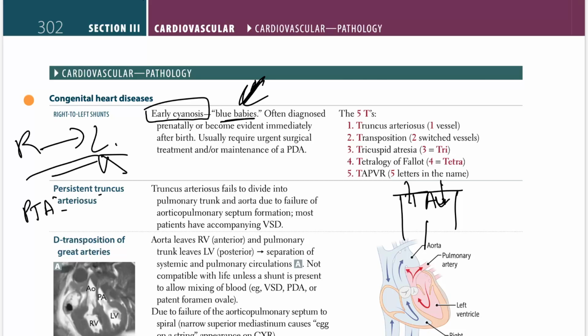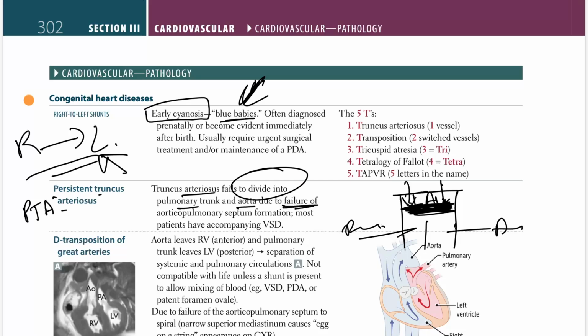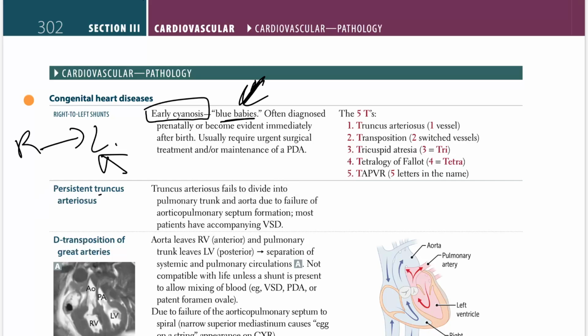So aorta fluid is coming here, the blood, and from the veins the fluid is coming here. It's just mixing all together. Okay, this is, let's say, aorta, and this is, let's say, pulmonary. So truncus arteriosus fails to divide into the pulmonary trunk and the aorta. Why did it occur? Because of the failure of aorticopulmonary septum formation. So that AP, aorticopulmonary septum, did not even form, that caused the problem. Now most patients would have accompanying VSD as well on top of it. But that is all for the patent truncus arteriosus.